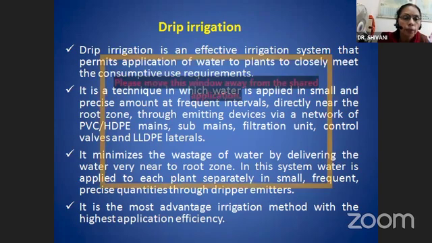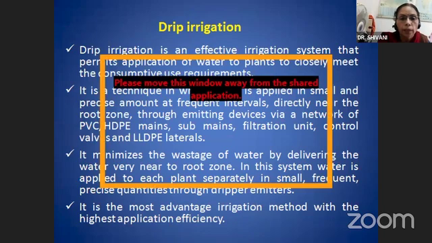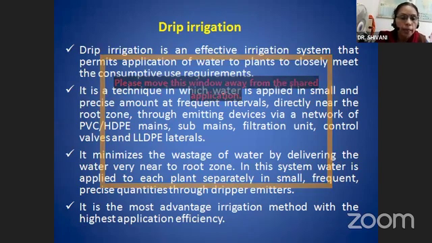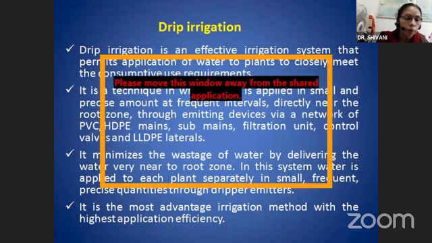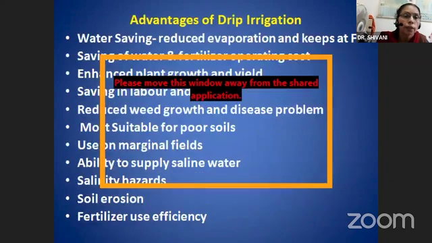And you can apply water just near the root zone, emitting through emitting devices like a network of PVC or HDPE mains, sub-mains, filtration unit, then controlling valve, and LLDPE laterals. It minimizes the wastage of water by delivering the water very near to the root zone. In this system, water is applied to each plant separately in small, frequent, and precise quantities through dripper emitters. Thus, we can use the water judiciously, and each and every plant can get an optimum amount of water. And this is the most advantageous irrigation method, with the highest application efficiency.